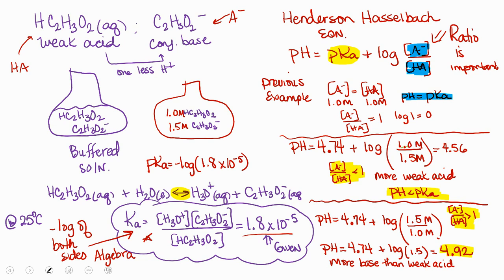Okay, so what does this all tell us then? I think it tells us two really important things. When we're making buffers in a lab, the ratio of A minus to HA determines really the pH. But the other important thing is the pKa is critical as well. So buffers can only guard a certain pH that is around their pKa. And so I'll highlight that here, and I think it's in the next slide as well, but I'll put it here.